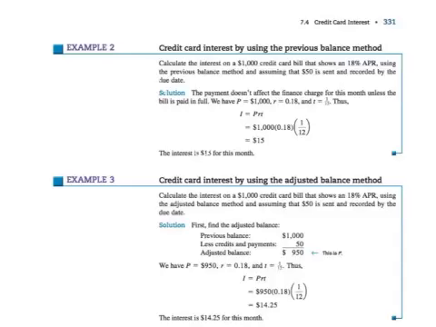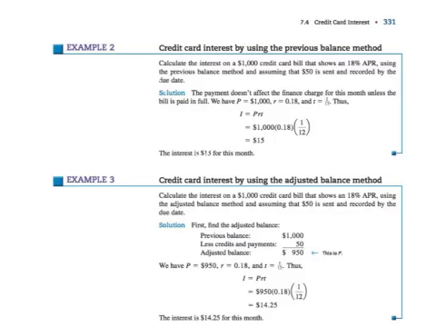First, we're going to look at the unpaid balance method. Your book calls it the previous balance method, so we're going to look at that one. This is example 2 on page 331. It says calculate the interest on a $1,000 credit card bill that shows an 18% APR using the previous balance method and assuming that $50 is sent and recorded by the due date.